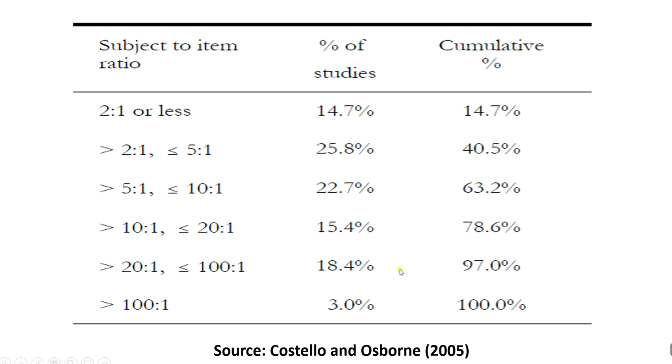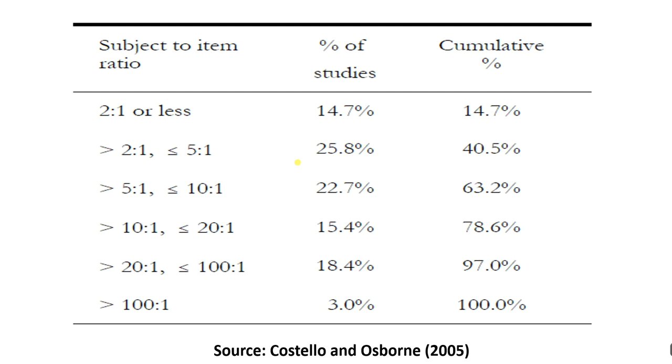But if you go by the individual percentages, you will find that there is no single criterion which we can say is most prevalent. The maximum percentage is from 5 participants per variable, and the minimum is 2 participants per variable. Around 26% of researchers use this criterion. So really it is very difficult. I will say that the larger the sample, the better the result.